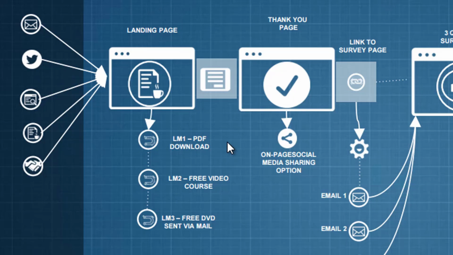There are 3 different lead magnets they could get. It could be a PDF download, it could be a link to a free video course, or it could be a free DVD in the mail. Again, that's where we go for the physical to get the mailing address from them.